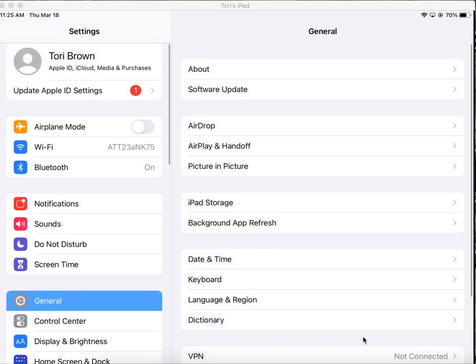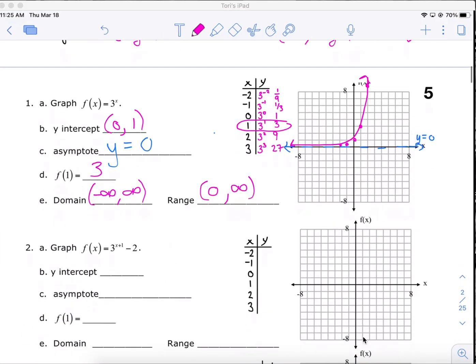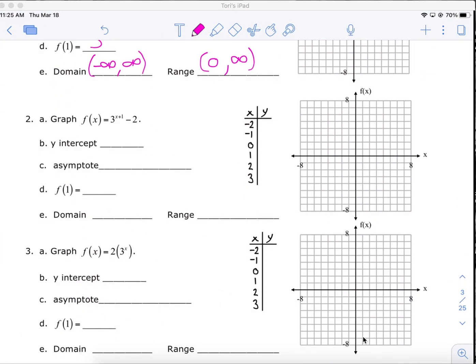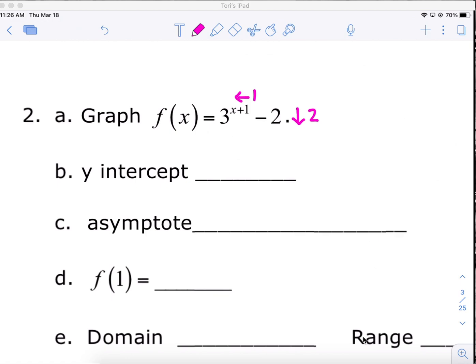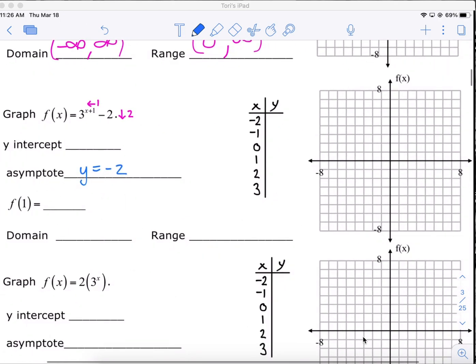You'll notice that number 2 does have transformations, so as we move through these, we'll want to understand that. One thing I like to do is start with your transformations and make sure you know which way you're going. I know right here that since it says +1, I'm going to go left 1, and since this guy says -2, I'm going to go down 2. So one thing you might realize right away is that my asymptote is going to move down to y equals -2. I'm going to go ahead and draw that on here. Y equals -2.